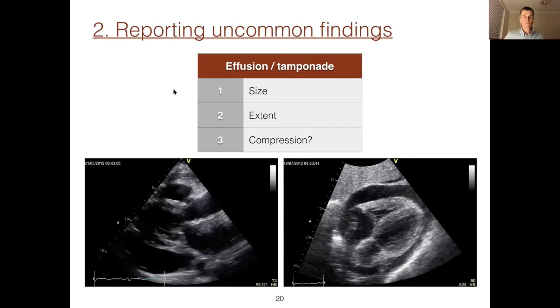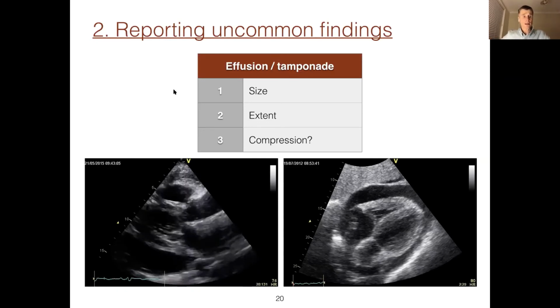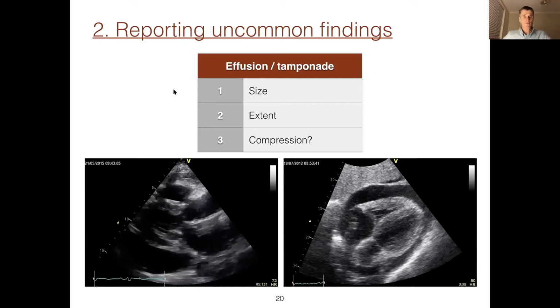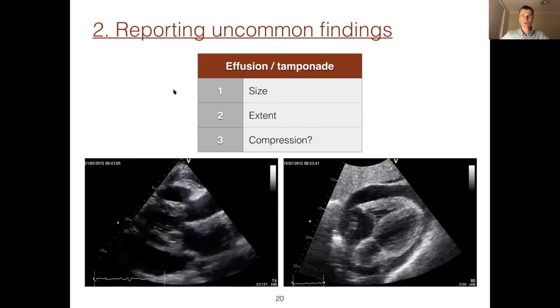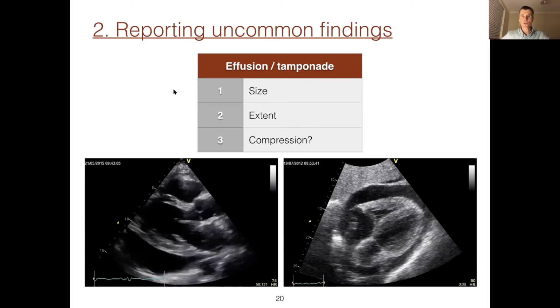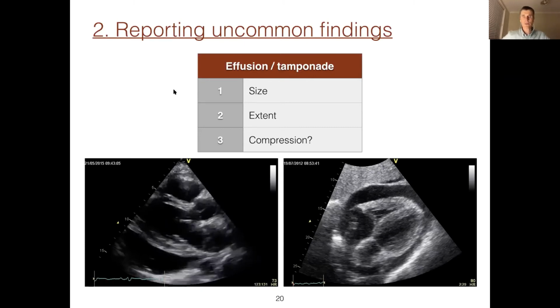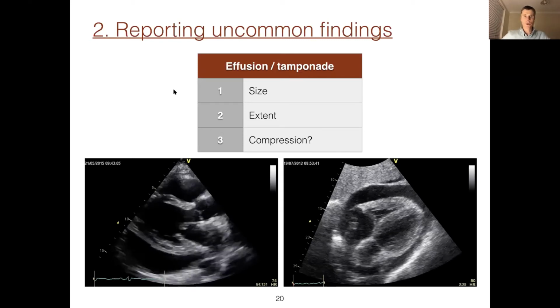Its extent, most often with a pericardial effusion, is circumferential, but at times after surgery, you might find what's called a loculated effusion, or an effusion that occurs just in a certain area. And that's oftentimes related to a little bit of trauma caused by the surgical process.